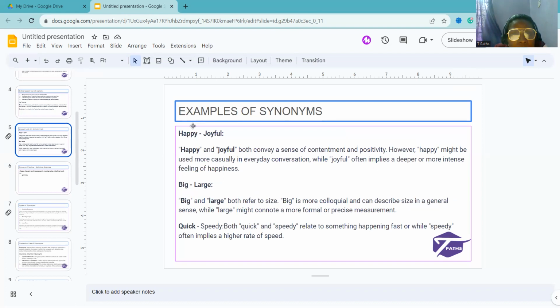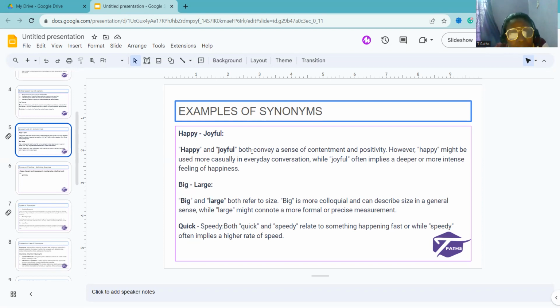So let's talk about the examples of synonyms. The first example is happy. Another word for happy is joyful. As you can see, happy and joyful both convey a sense of contentment and positivity. However, happy might be used more casually in everyday conversation, while joyful often implies a deeper or more intense feeling of happiness. Yeah, when you want to make happy stronger, you use joyful, but they have the same meaning. In terms of strength, they kind of differ, but they are synonyms.